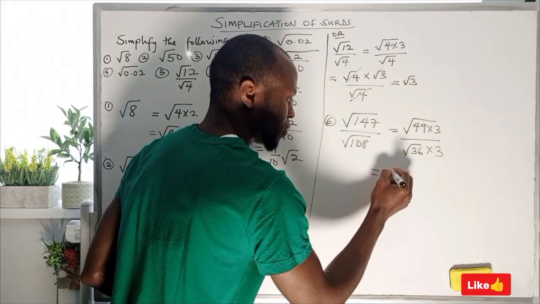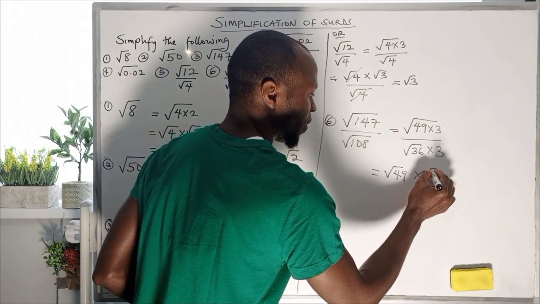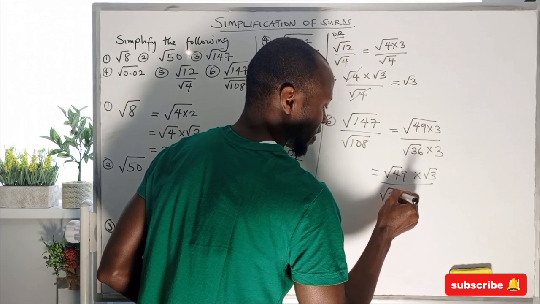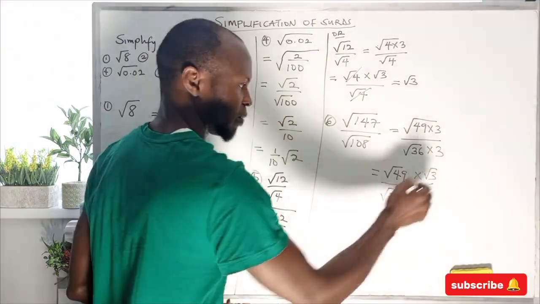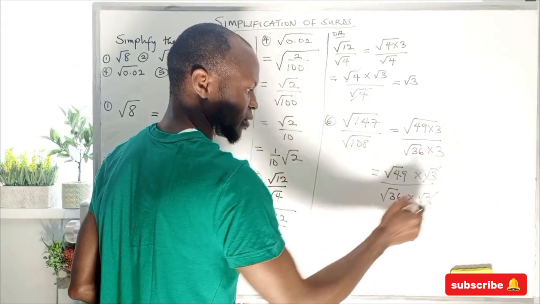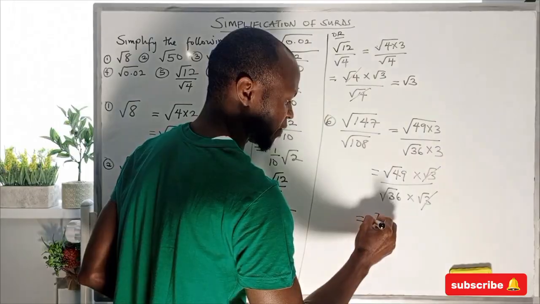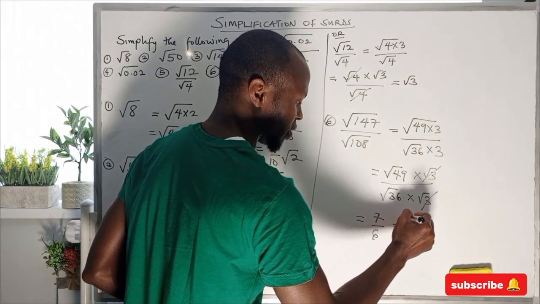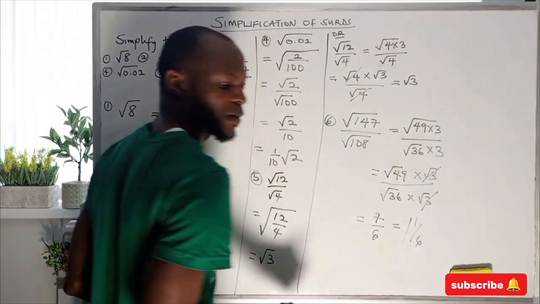So we have square root of 49 times surd 3 divided by square root of 36 times square root of 3. Okay? Now, this one can cancel this. So we have square root of 49 to be 7 and square root of 36 to be 6. And this is equivalent to 7 over 6.